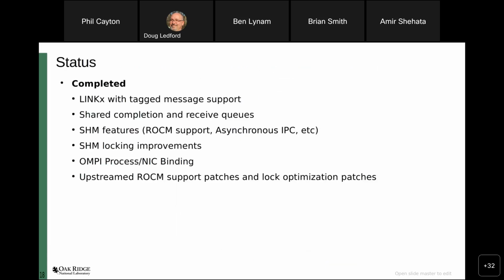So the status of the project is that currently the tag message support is in LinkX. I have implemented the shared completion and receive queues in both LinkX and CXI. Other features such as ROCm support, asynchronous IPC, and XPMEM are also completed to a large extent. The lock optimization in shared memory is done, and the Open MPI NIC selection based on distances is completed, sitting as a PR right now.